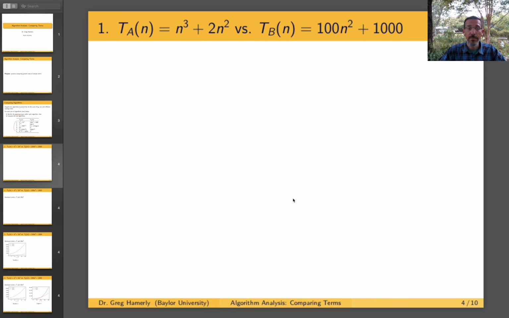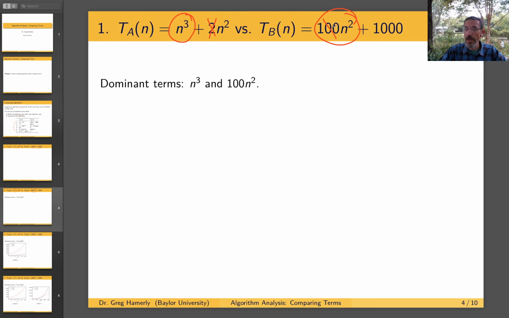So moving on, let's compare n cubed plus 2n squared versus 100n squared plus 1000. Okay, the dominant terms here are n cubed and 100n squared. And you can tell this because n cubed grows faster than n squared. We can ignore that 2 there. And n squared grows faster than 1000, and we don't really care about that 100 either. Okay, so in terms of what grows faster between these two as n grows, clearly n cubed is going to grow faster than n squared, and n squared is going to grow faster than a constant.